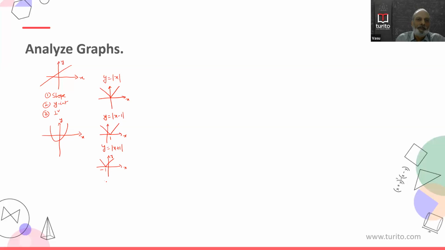Like this, you have, for example, y equals absolute value of x over 2, or y equals 2 times absolute value of x. All this is transformation of graphs. Whether the graph is moving horizontally or vertically, transformation of graphs must be understood. So analyzing graphs means not only knowing the parent graph, but also the transformation of graphs. If you know this, you can solve many problems.